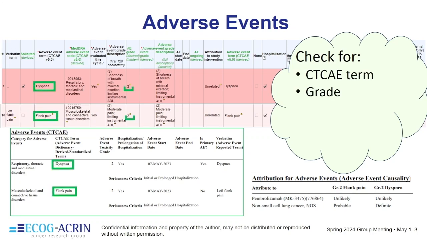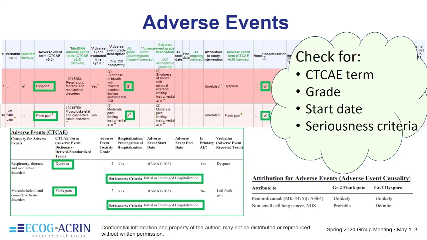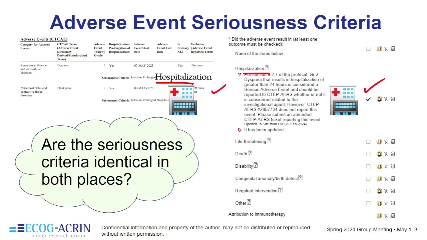Yep, so we look for the term, the grade, the start date, which is all correct on this one, they all match, and this is a big one too. So if the seriousness criteria doesn't match what is reported underneath the adverse event term, then we have to query. If it says required intervention on the ticket, but the box isn't checked in RAVE, that's a big issue as well. But then as you can see here, the attribution did not match. And sometimes this could be just a simple fix where RAVE was incorrect, so we just send a query and they update it. But if it is incorrect on the ticket, then a new amendment will have to be submitted.